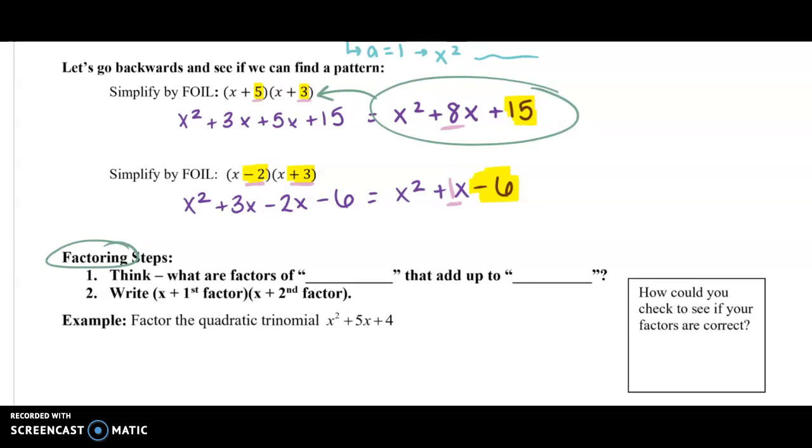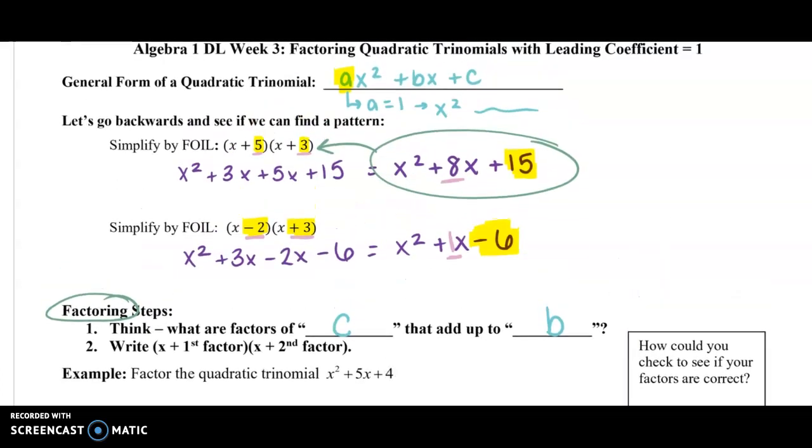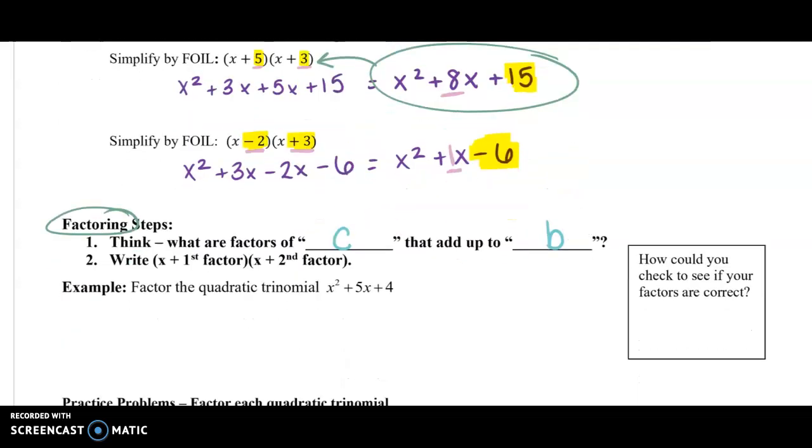So we're going to think to ourselves, what are the factors of C that add up to B? Okay, remember, and that goes back up here. So C is our constant, B is the coefficient of the X. So what are our factors of C that add up to B? So then when you go to write it, you'll write it as X plus the first factor of C times X plus the second factor of C. And it might be subtraction instead of addition, just depending on what your factors are. Okay, so how could you check to see if your factors are correct? Exactly what we were doing up there. You could FOIL and check to make sure that you end up with what you started with.